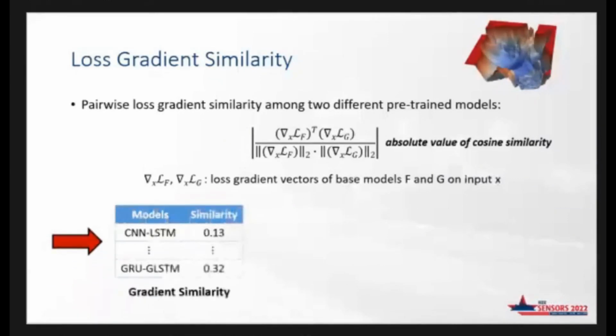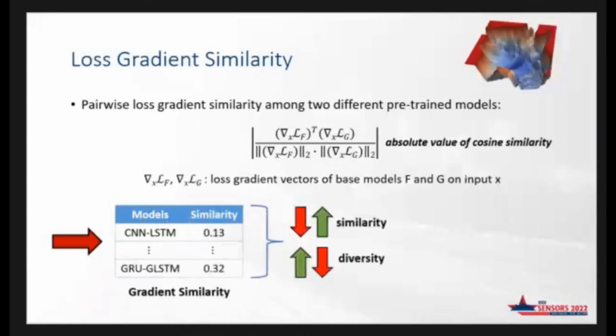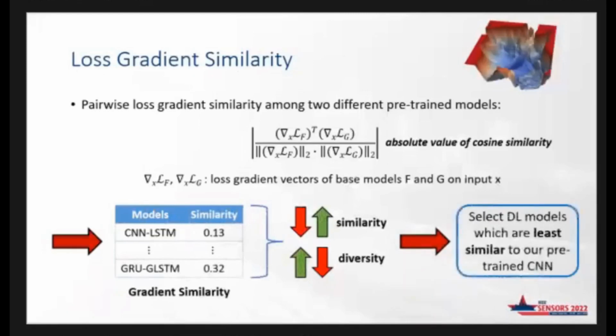All right, so as I mentioned, we end up with a table like this. We should read this table as follows: if the similarity is small, then we have higher diversity, and vice versa. By using this table, we can see which models are similar to our CNN model, which we train in an adversarial manner. That is why our goal should be to detect models which are least similar to our pre-trained convolutional model.